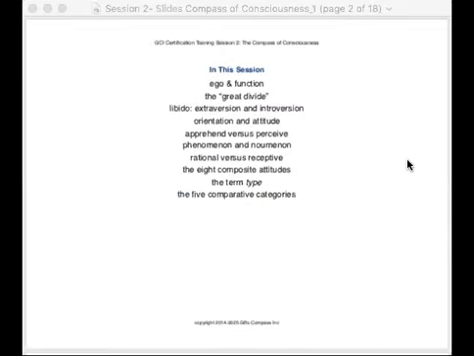In this session, we'll be reviewing key terms that are relevant for understanding Jung's model of psychological type. We'll be looking at ego and function, the great divide, libido, extroversion and introversion, orientation and attitude, apprehend versus perceive, phenomenon and noumenon, rational versus receptive, the 8 composite attitudes, the term type, and the 5 comparative categories.